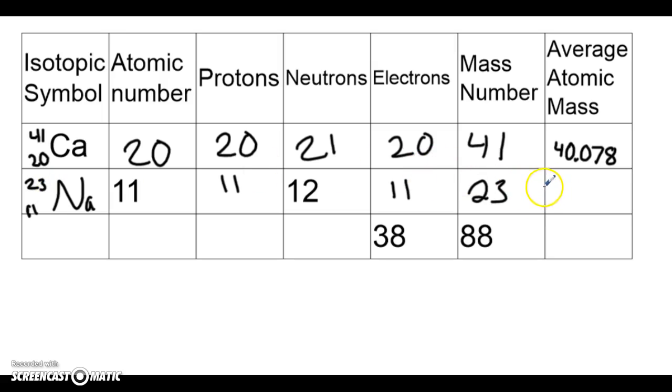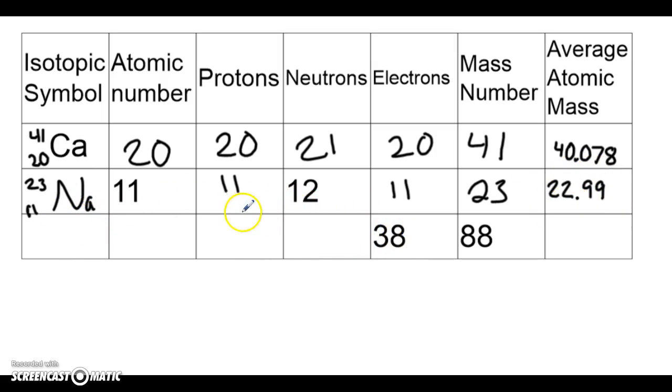And the average atomic mass for sodium on my periodic table is 22.99. So a good guess for the isotopes that exist in the world for sodium are sodium-22 and sodium-23, with 23 being much more common.